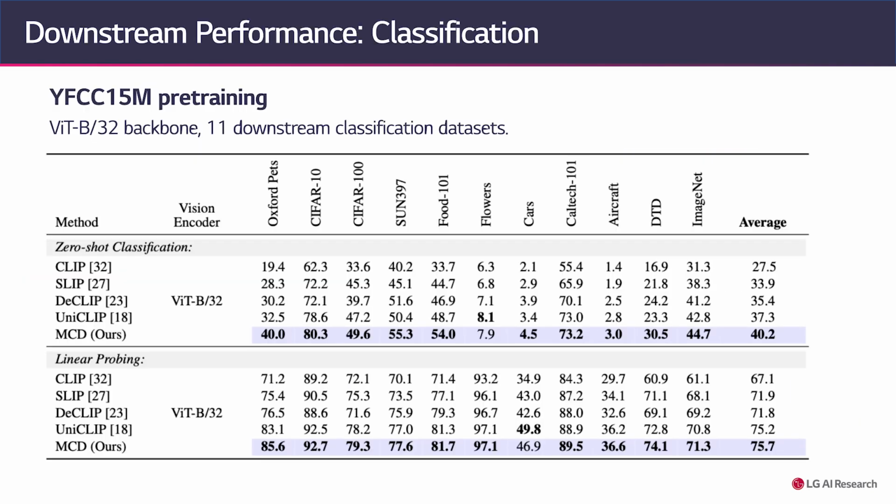In the main experiment, we pre-train MCD on the YFCC 15 million dataset and transfer it to various downstream tasks. First, we evaluate MCD on 11 classification downstream datasets. In both zero-shot and linear probing settings, MCD achieves state-of-the-art performance. Note that MCD does not require an additional memory queue for nearest neighbors or external models to encode augmentation information.